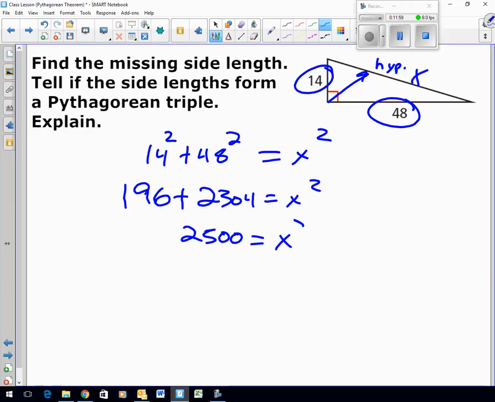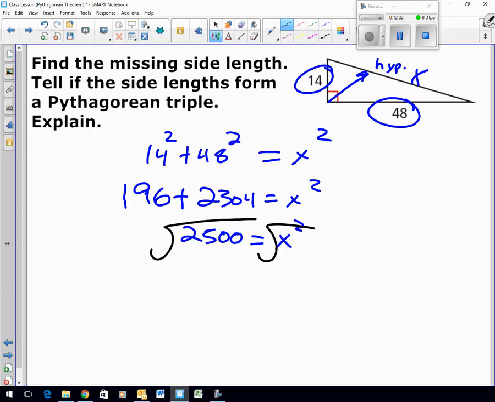Now it comes to the next key part that we've already been over many times this year. Mr. Gray, I've got 2500 equals x squared. How do I solve for x here? Square root both sides of the equation to get rid of my exponent, right? So just so we're clear, I get rid of the exponent by taking the square root of both sides.